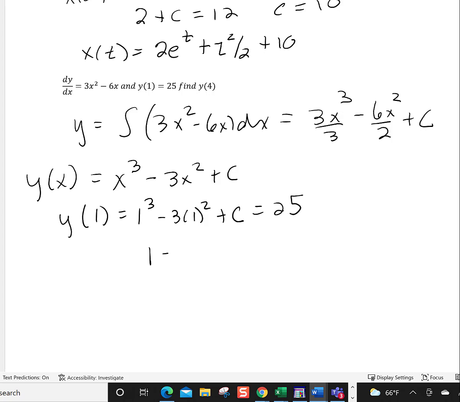I have 1 minus 3 plus c is 25. 1 minus 3 is negative 2. Negative 2 plus c is 25, so c must be 27.